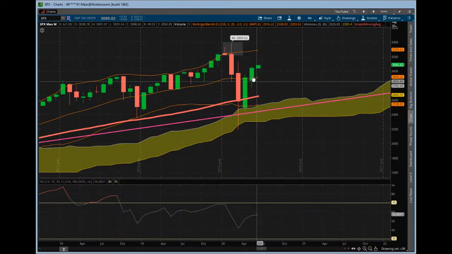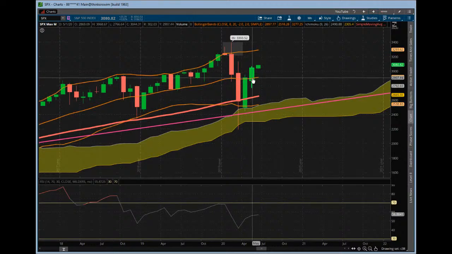SPX monthly chart. Last month we took the inside month up, and we're trying to take this month up, so sort of a bullish hammer right back in May. I mean, definitely a bullish hammer, right? Cleared the mid-Bollinger Band on the monthly and still working its way up here.